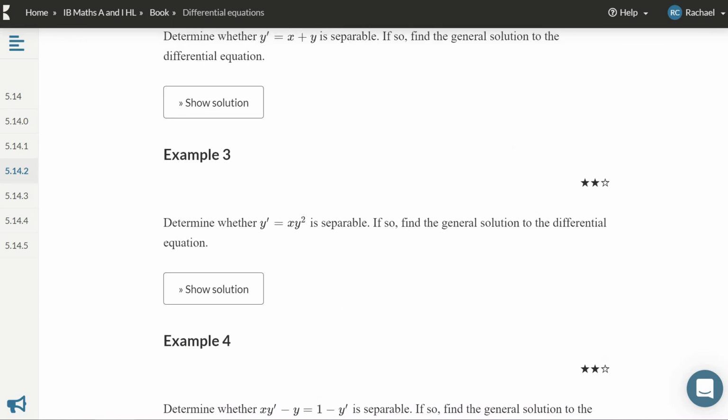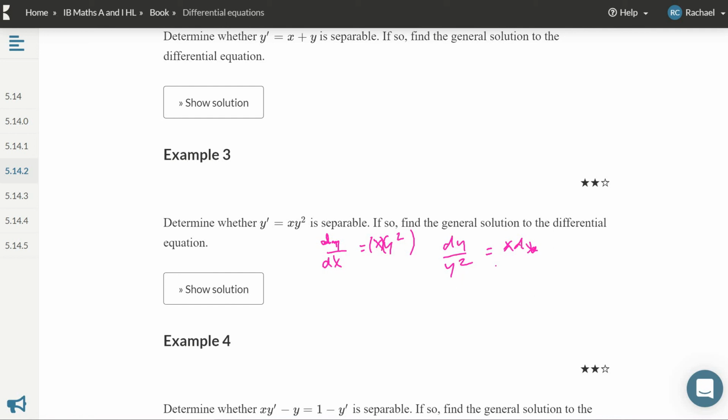Determine whether this one is separable. Here you have dy dx equal to xy squared, and then you have dy over y squared equals x dx, right? So it is separable. First of all, it was already separable because you had the two functions that are a product of each other. Now they want you to find the general solution.